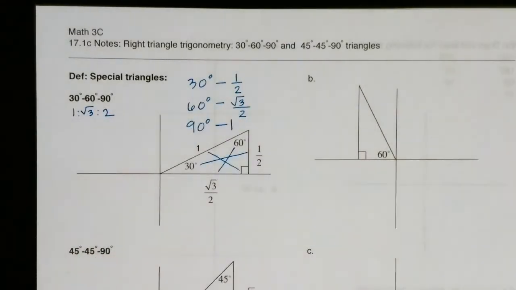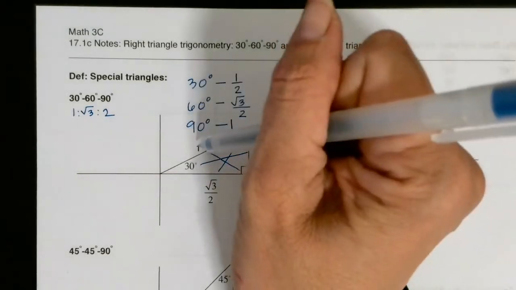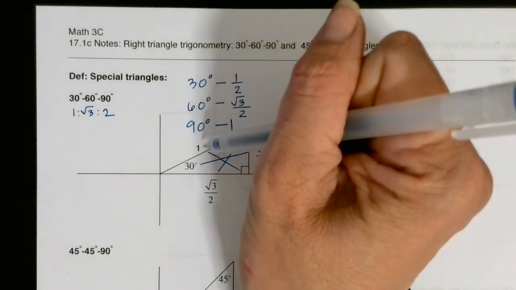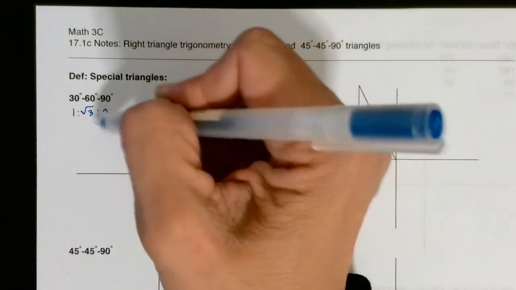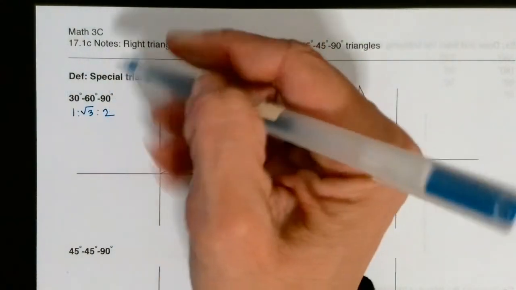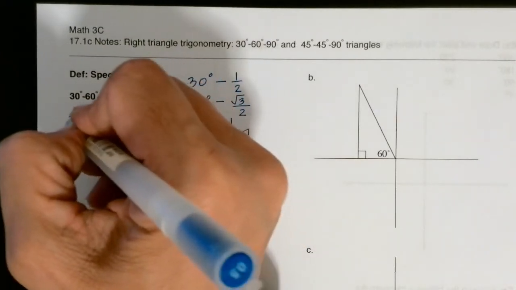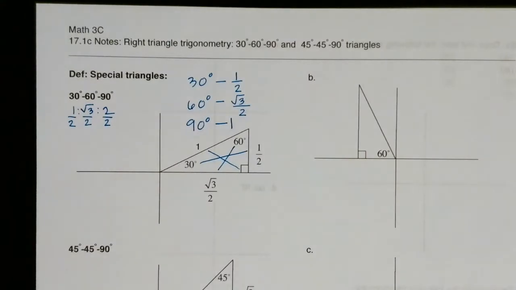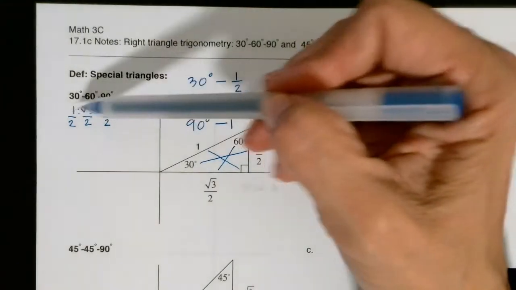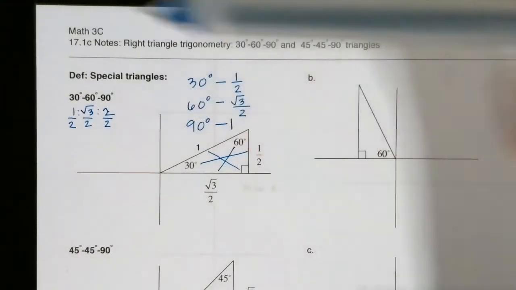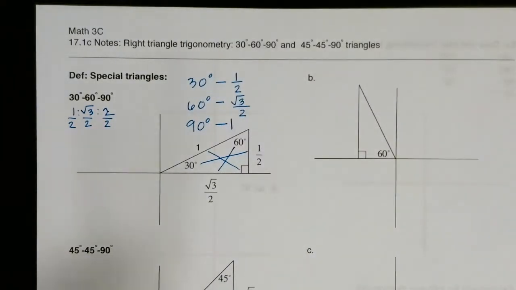Well, as you progress in math, it's nicer and easier to work with if your hypotenuse is 1. So in this formula, the hypotenuse was 2. So if I want it to be 1, I need to divide it by 2, but I have to divide everything by 2. So now do you see how we went from 1, root 3, hypotenuse 2 to 1/2, root 3 over 2, and 1? Great. So you need to have those memorized. Opposite 30 is 1/2. Opposite 60 is root 3 over 2. Opposite 90 is 1. Okay?